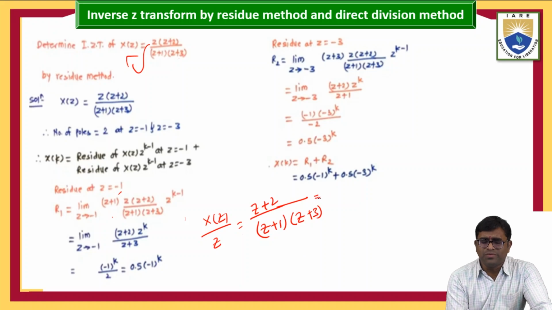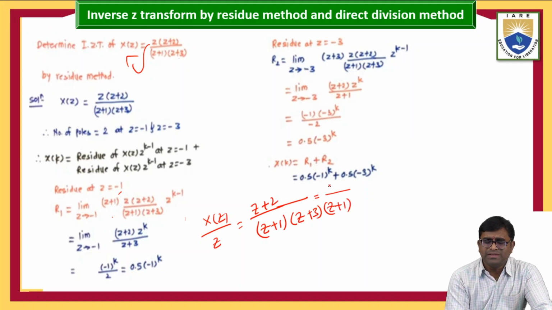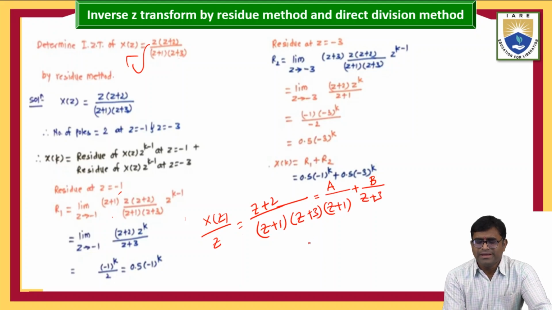For this partial fraction, we have two variables, that is, in the denominator two poles will be there. Similarly, here we have two variables in the denominator. The first variable is z plus 1, and for this the constant is a. Plus the second variable, b by z plus 3.